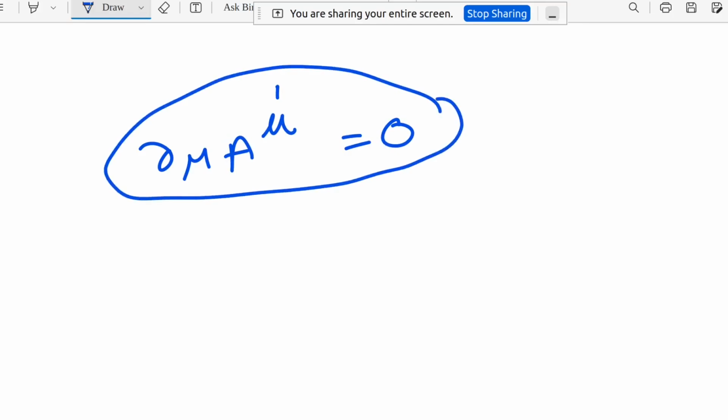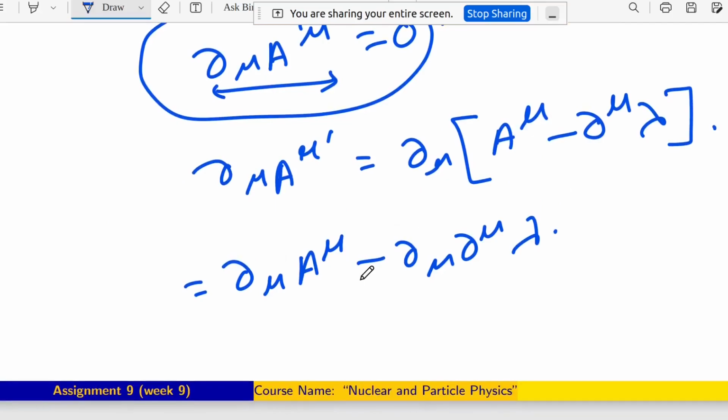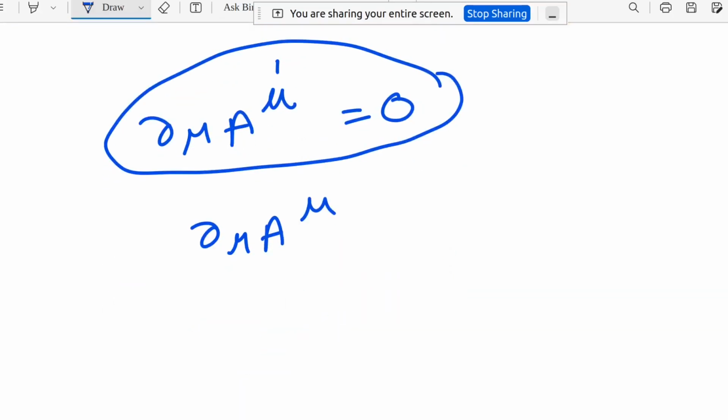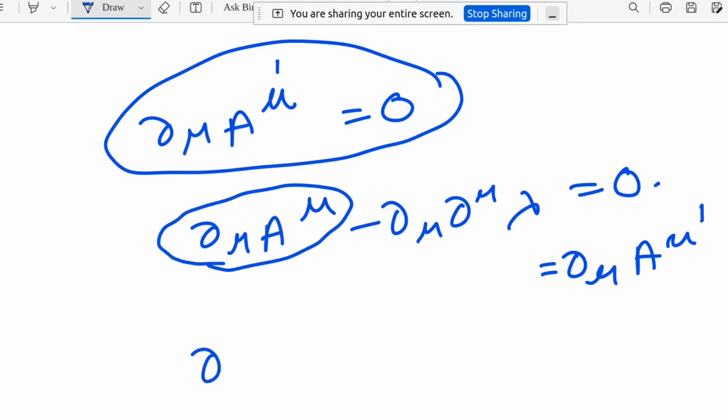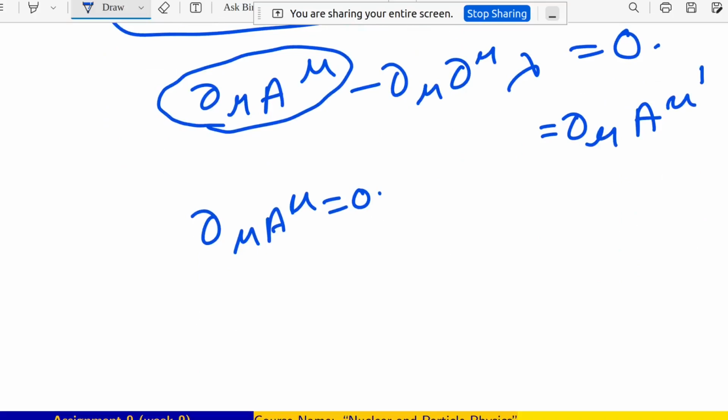Then if I just put this expression in our calculation, you can see here the expression del mu A mu minus del mu lambda. This should be equal to 0 because this is nothing but del mu A mu prime. And from the very previous expression they have already mentioned that del mu A mu is 0. So if it is 0, then obviously from that expression we can say del mu lambda should be 0.